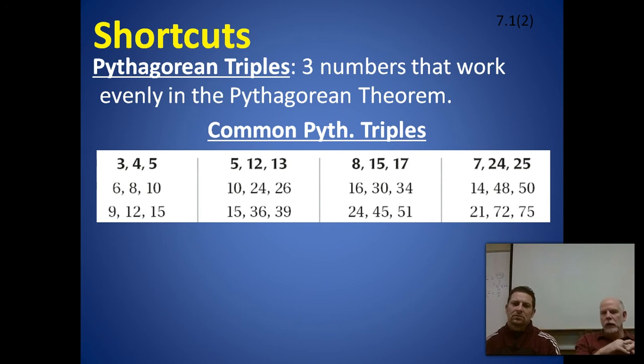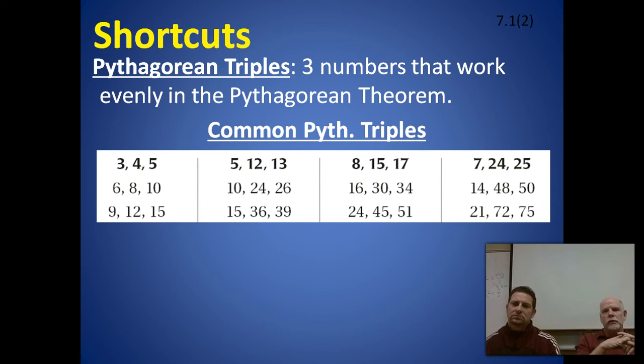You don't see that one a ton. 15, 36, 39 comes from tripling them. We don't really see those a ton. They might show up every once in a while, but 5, 12, 13 shows up all the time. Okay? Same thing with the other two. 8, 15, 17, that's just a common triple that shows up.